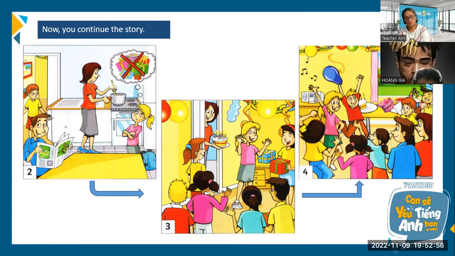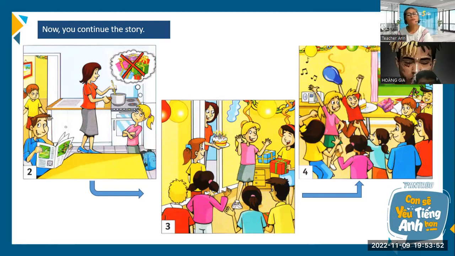Number two, when Claire came home, there were no reason. Okay, how about number three? What happened in number three? Teacher is listening. Go, Gia. You can do it, Gia. Gia, I encourage you to do it. Go, Gia. You can do it. Number three. Yeah. Claire was surprised when she was celebrating her birthday.